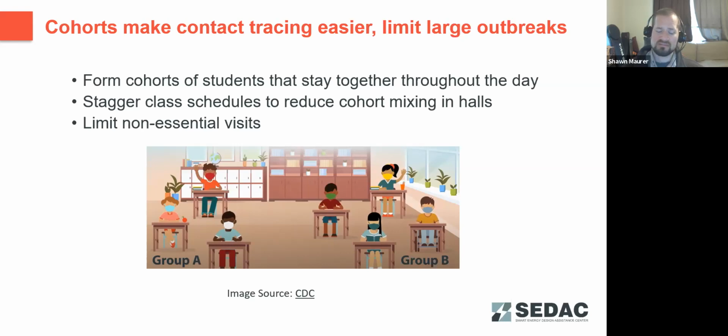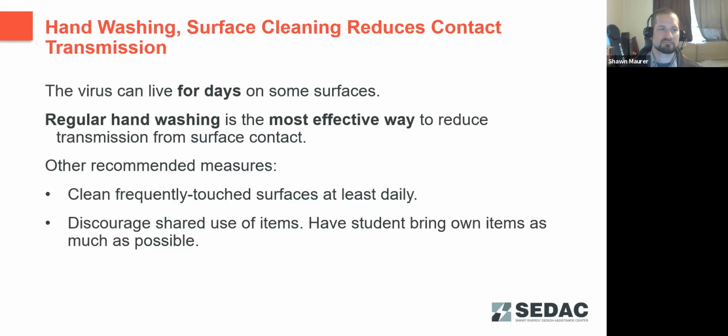Another thing to be aware of is limiting non-essential visits. Bringing in people from the community into the building, again, you're increasing that potential to bring in an asymptomatic carrier. And so limiting that to only essential visits is a good way to reduce potential transmission risk.